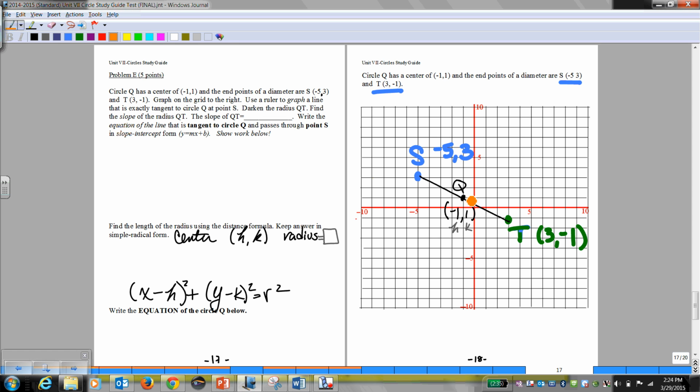So we're going to find our radius length using the distance equation. So I'm going to find the distance between Q and S. You start by making a template. I'm going to pause so that you can catch up here.